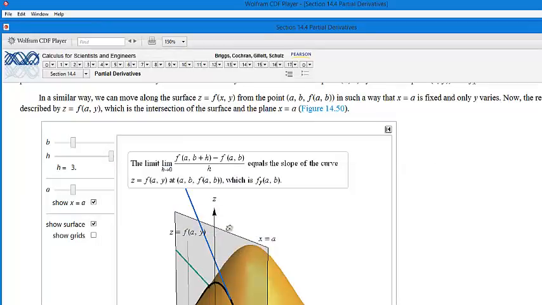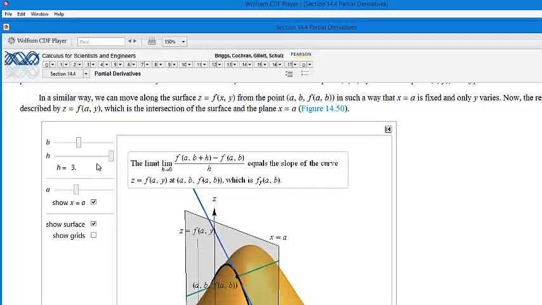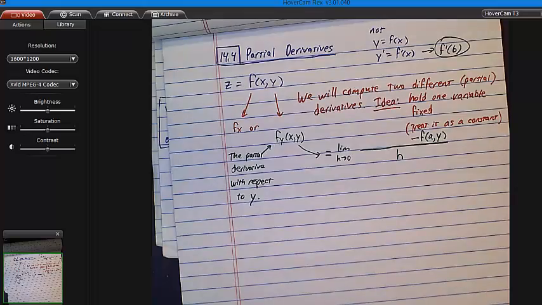And so I can change b. Let me change b, actually, because I kind of don't like where it is. That's better. There's b. Right? But again, x equals a is what we fixed. We fixed some plane that we're working in. And then again, I don't like h being where it is. Well, okay, doesn't matter. Blue is the tangent line. Green is the secant line. Okay? So, okay, back to here.